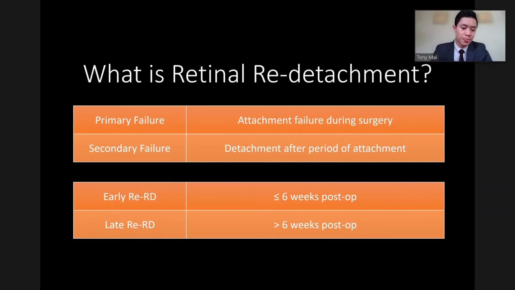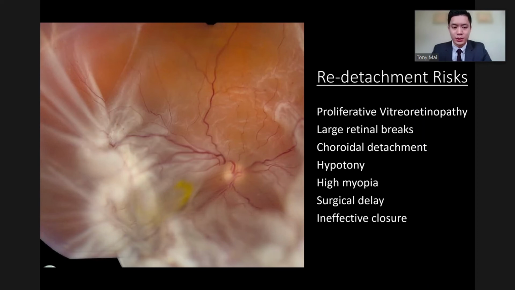There are a couple of risk factors that can lead to re-detachment after a surgery, mostly proliferative retinopathy. As you can see here on the picture, there's scarring, there's membranes contracting the retina. There can also be large retinal breaks, choroidal detachment, hypotony, high myopia, a delay in surgery from the symptom onset to the time that the surgery is done, and lastly, ineffective closure, where perhaps a surgical technique wasn't good enough, or something happened during the surgery, like a complication that precluded a primary or good anatomical outcome.